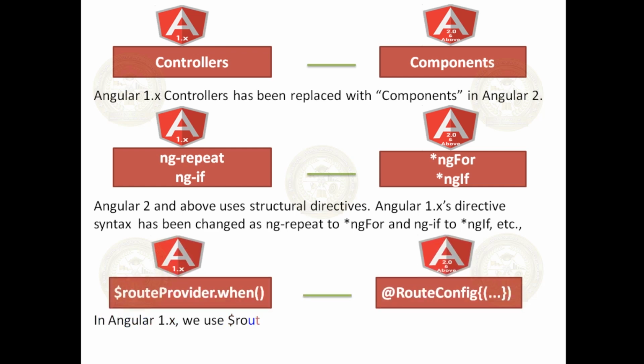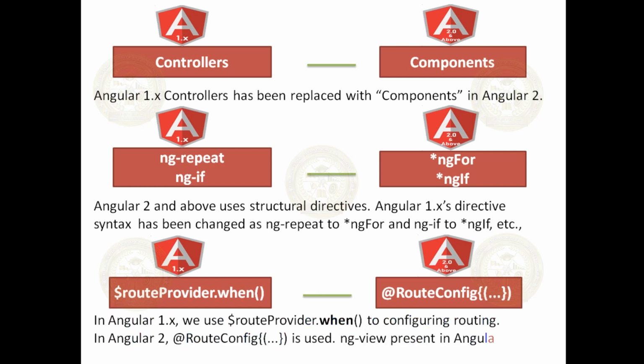In Angular 1, we use $routeProvider.when to configure the routing. In Angular 2, we use @RouteConfig syntax to achieve that. So the routing syntax is also changed. ng-view present in Angular 1.x is replaced with router-outlet.